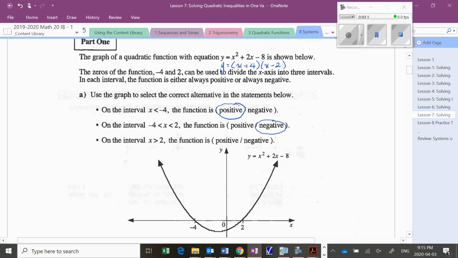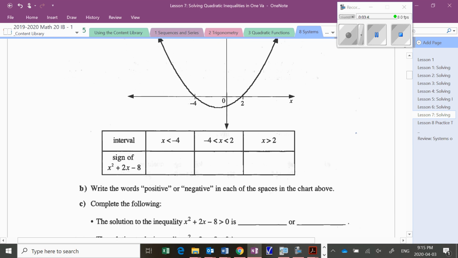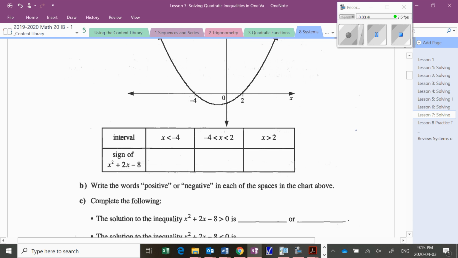On the interval x greater than 2, the graph is above the x-axis, and therefore we know that for any value, if we were to substitute in x equals 3, we're getting a positive y value. Substitute in x equals 4, yeah, you're getting a positive y value. So we don't actually really care what those specific values are, other than the fact that they are above 0 or below 0, positive or negative. So based on that interval, this should be positive, this should be negative, and this should be positive again.